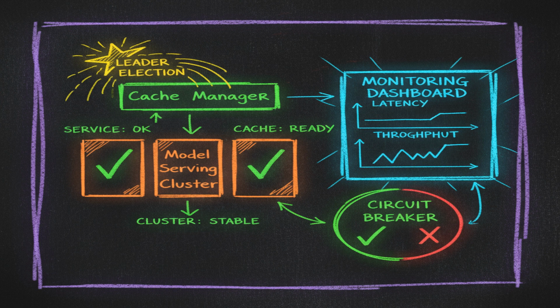An experienced interviewer will probe what happens if the leader election fails. We have a backup leader election process to handle that scenario. We also use circuit breakers to prevent cascading failures. This prevents a single failing service from bringing down the entire system.